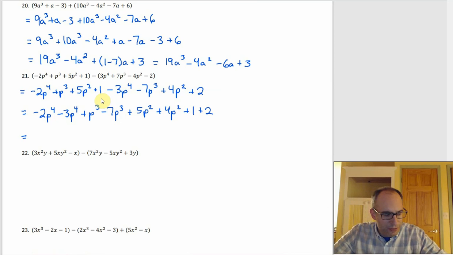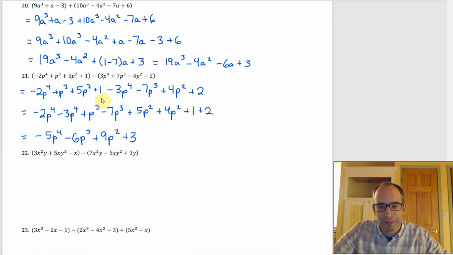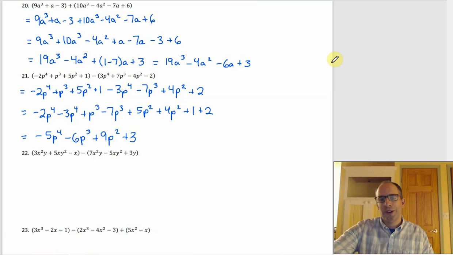All right, so negative 2 minus 3 is negative 5, so minus 5p to the fourth. Then 1 minus 7 is negative 6. We just had that in the last problem, so minus 6p to the third. And then 5 and 4 is 9, so plus 9p squared, and then plus 3. And that's it. All right, not too bad so far.